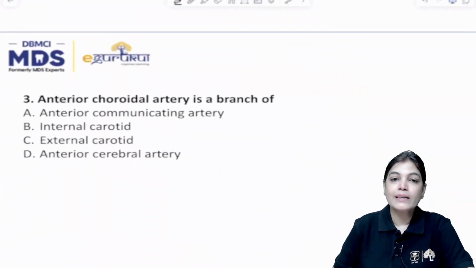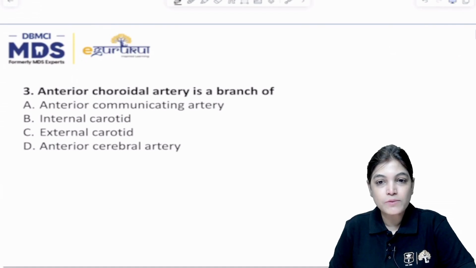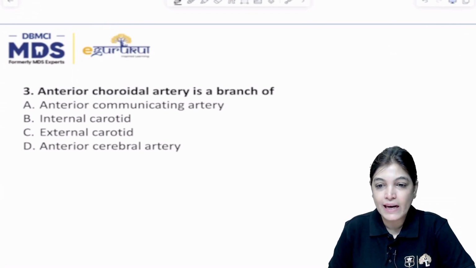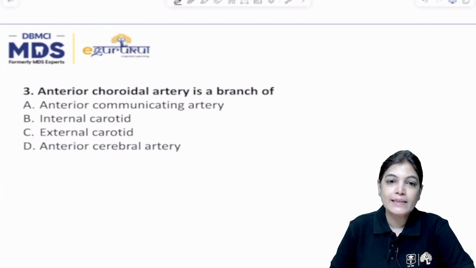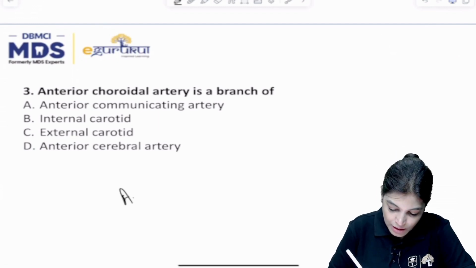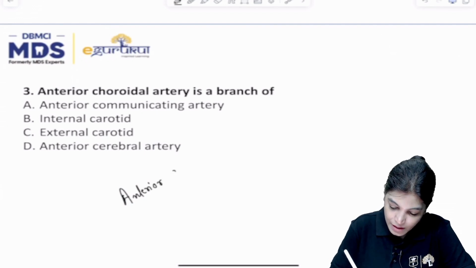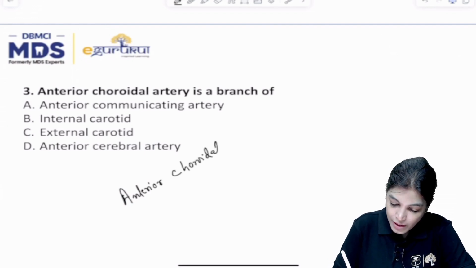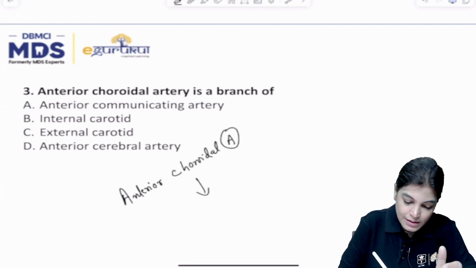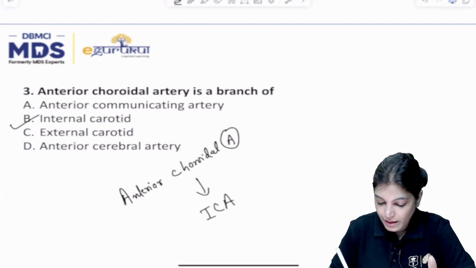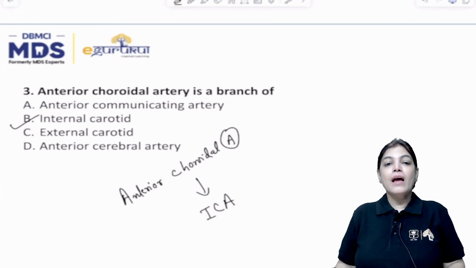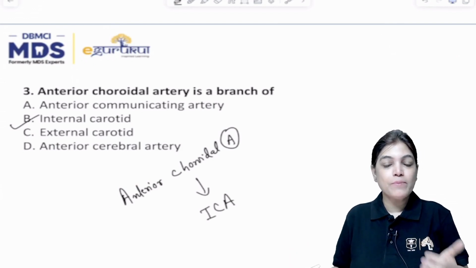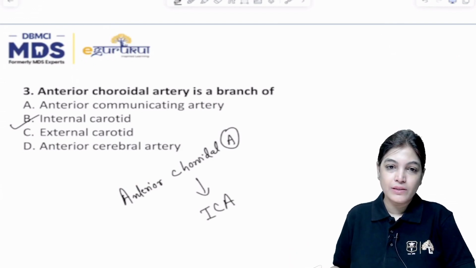Anterior choroidal artery is a branch of, the options provided are anterior communicating artery, internal carotid artery, external carotid artery, or anterior cerebral artery. So if I am talking about this anterior choroidal artery, it is quite clear. I would like to tell the correct answer will be ICA, internal carotid artery. Internal carotid artery is a source of blood supply to the brain, and anterior choroidal artery is a branch from the internal carotid artery.